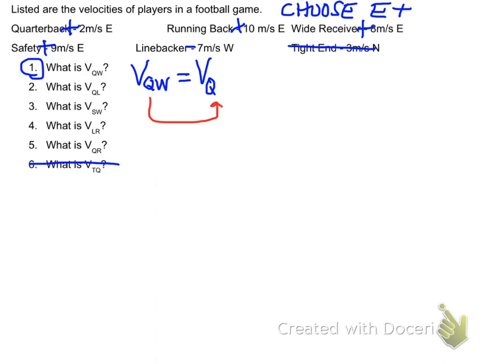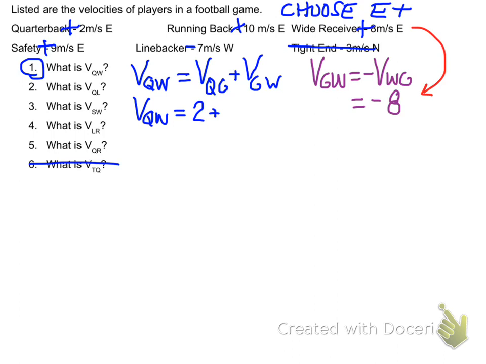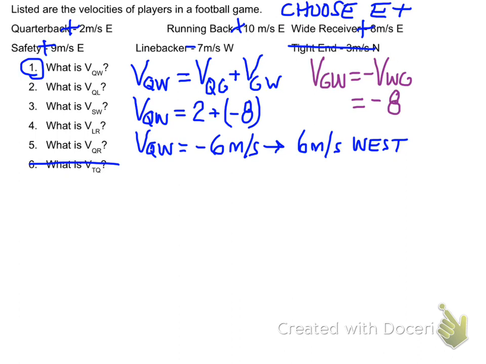Again, we start with what we started, so we have velocity quarterback. We end with what we ended, so we put the wide receiver there. And the link between these is going to be the ground, because we know their velocities relative to the ground. Well, the quarterback's velocity to the ground is given, that's 2. But we don't have the ground wide receiver. We have wide receiver as measured by the ground. So it's going to be the opposite of that. The wide receiver's speed was 8, so we want the opposite. It's minus 8. And we move that into the problem, and we can get minus 6 meters per second, or 6 meters per second west.